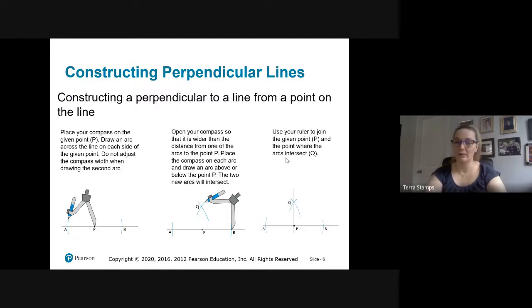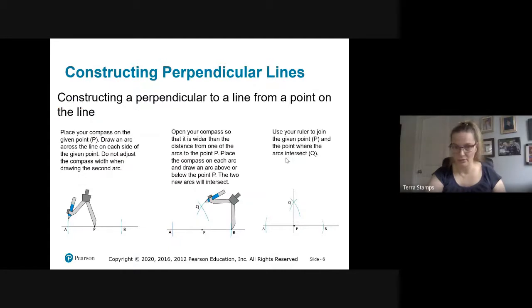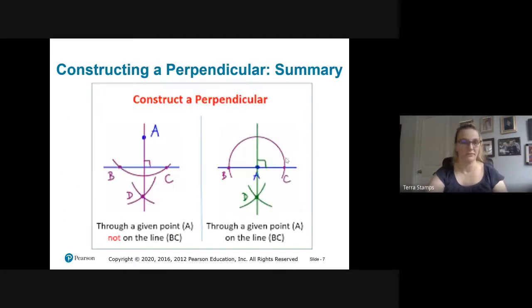So your book didn't bother going through the two different ones. Your book did this one, but not this one, but they're both important. You need to do both of them.